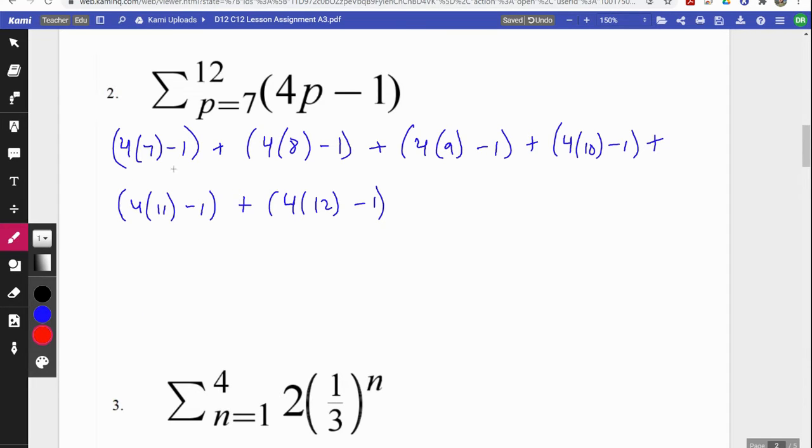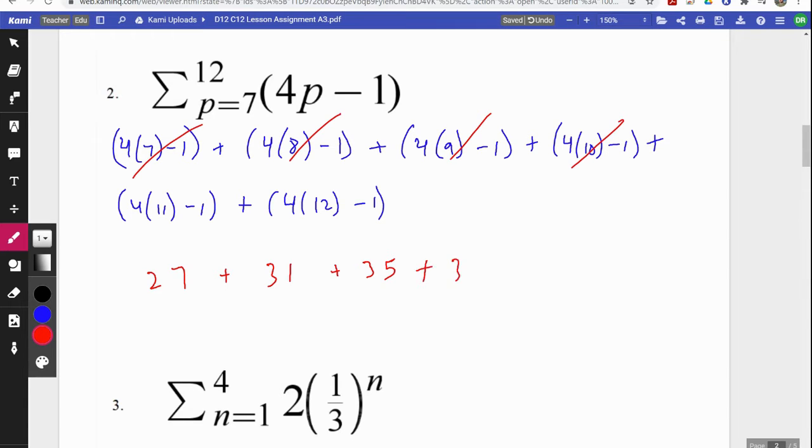So this is 28 minus 1 is 27. 32 minus 1 is 31. And you can kind of see this pattern here in a second, right? 4 times 9 is 36, minus 1 is 35. And look at the numbers I'm generating here in red. 27, plus 4 is 31, plus 4 is 35. I know what each of these little parentheses are going to add up to. I add 4 to 35, I get 39. That's the same as 4 times 10 minus 1, it's 39.